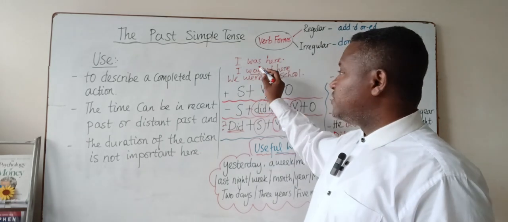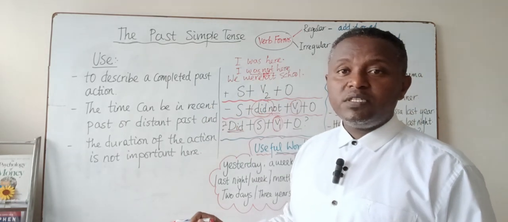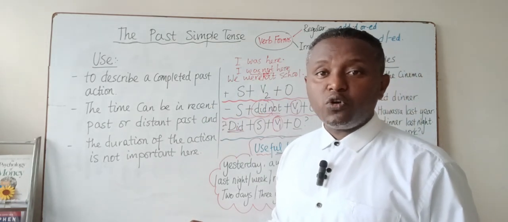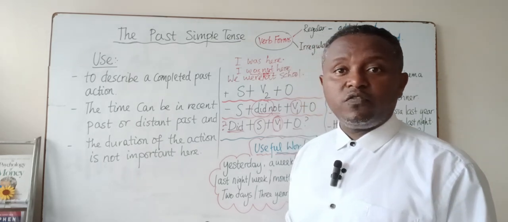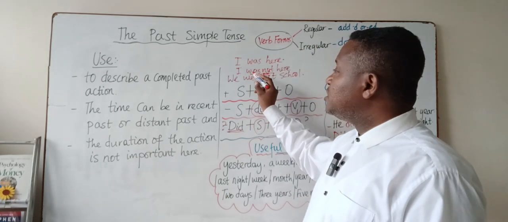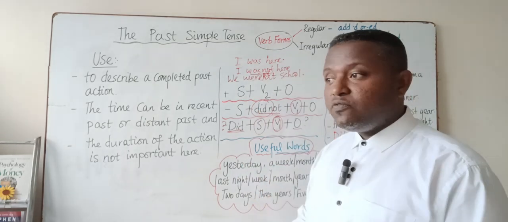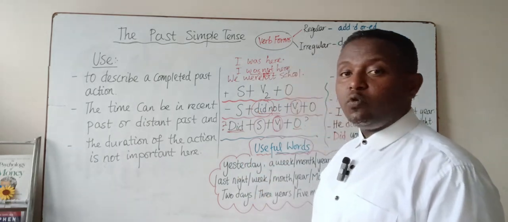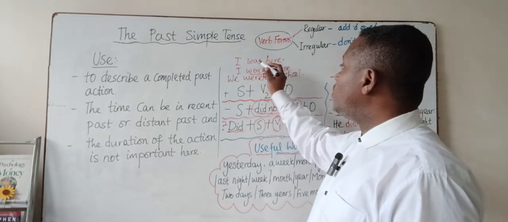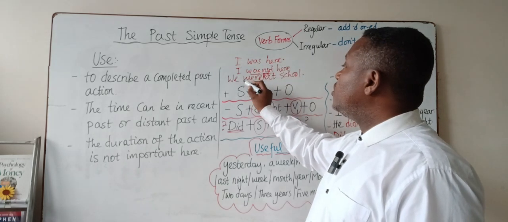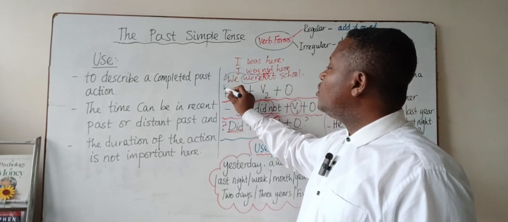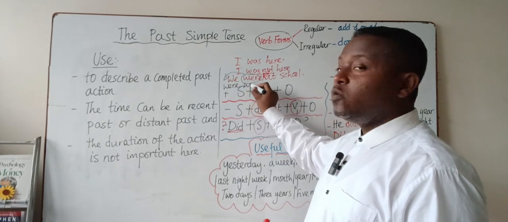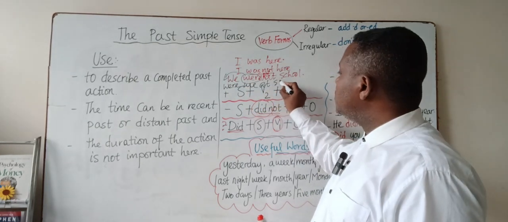So in the case of the be verbs, we simply add the word not to construct the negative structure of past simple. And the same is true with the question form. We simply bring forward the be verb. So I was here, or we were at school. So we bring were here. So were we at school?